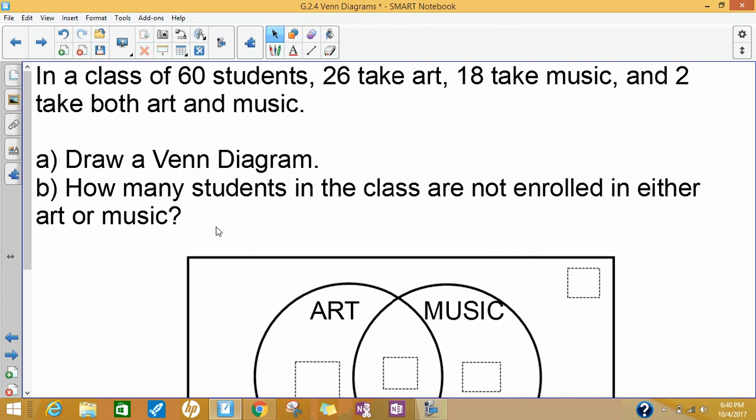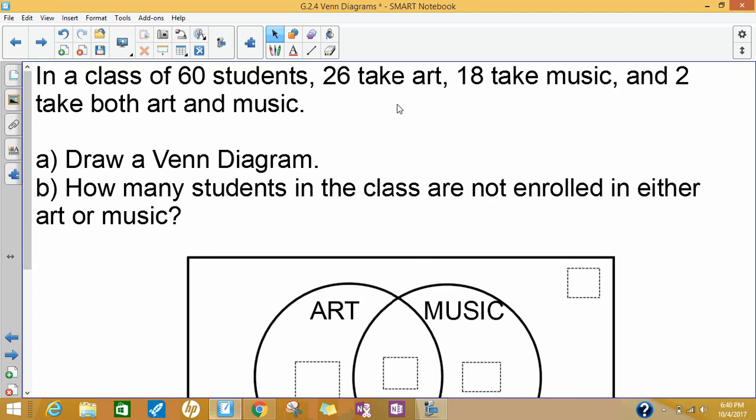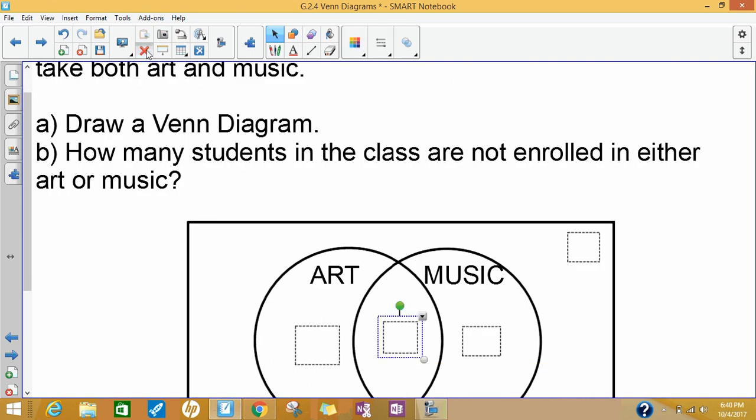So there's one more way that this is going to show up, and this is where we get a word problem, something that's a more realistic scenario. So I have a class full of 60 students. So that means in my big box here, I have 60 total students. 26 of them take art, 18 take music, and 2 take both. So when I draw my Venn diagram, I want to start from the middle. So I want to put that there are 2 students in the middle where art and music overlap, and those are the students that take both art and music.